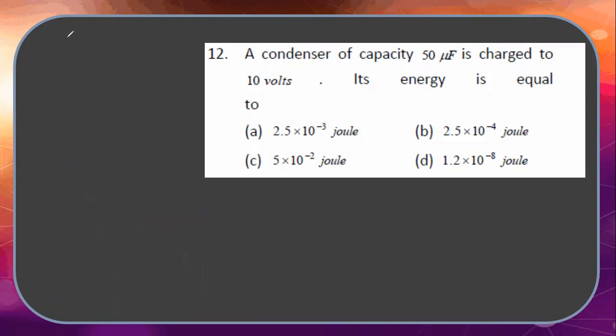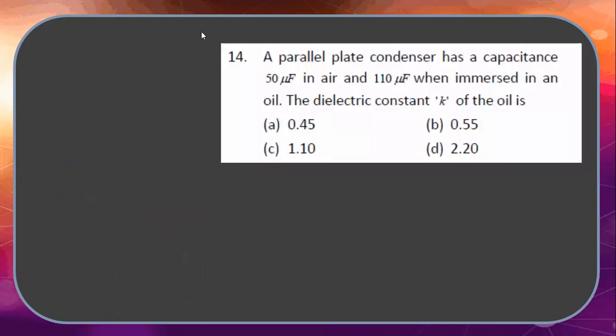Next. A parallel plate condenser has capacitance 50 microfarads in air and 110 microfarads when immersed in oil. Find the dielectric constant of that. It is given a parallel plate condenser has capacitance, whenever air is the medium between the plates, C air is equal to 50 into 10 power minus 6 farads, otherwise 50 microfarads we can keep.